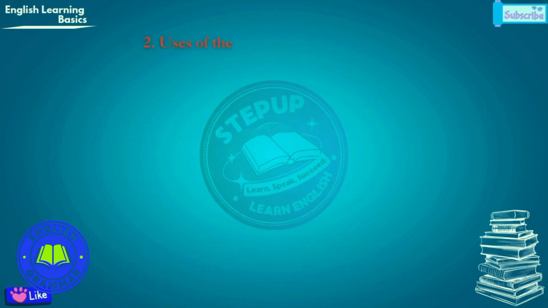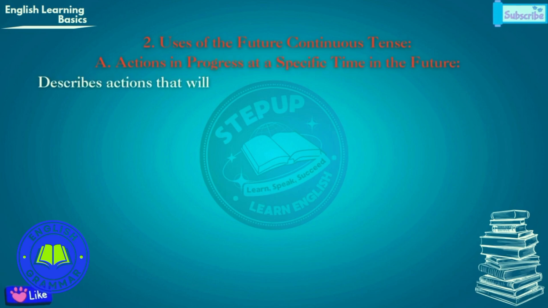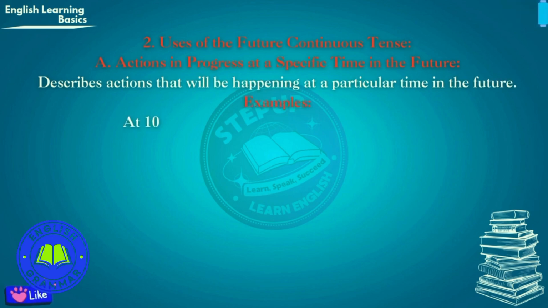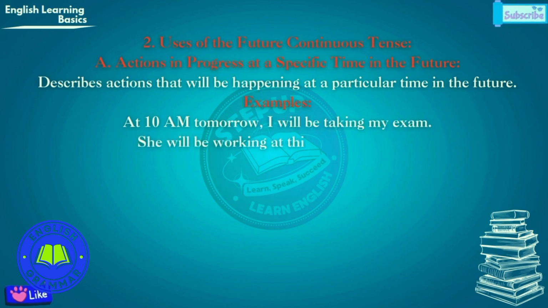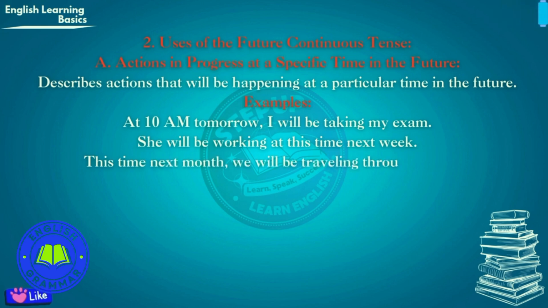2. Uses of the future continuous tense. A. Actions in progress at a specific time in the future. Describes actions that will be happening at a particular time in the future. Examples. At 10 a.m. tomorrow, I will be taking my exam. She will be working at this time next week. This time next month, we will be traveling through Europe.